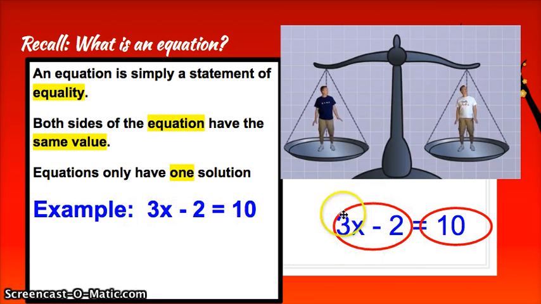So if you look here, I have 3x minus 2 equals 10. Since an equation is a statement of equality, all we're saying here is that there's one solution, some value for x, that when I put it in here, will make 3 times x minus 2 have the same value as 10.